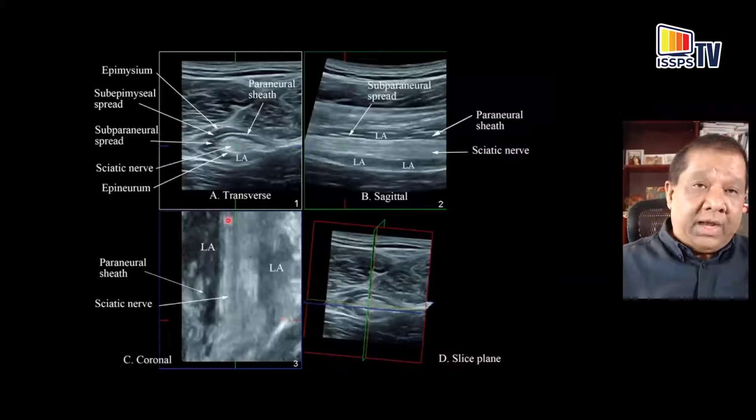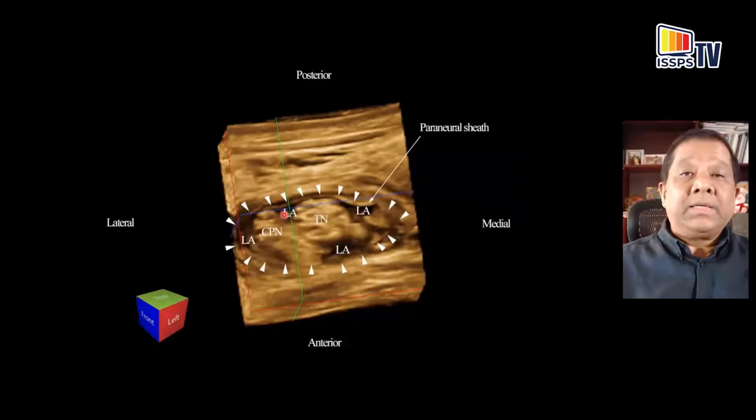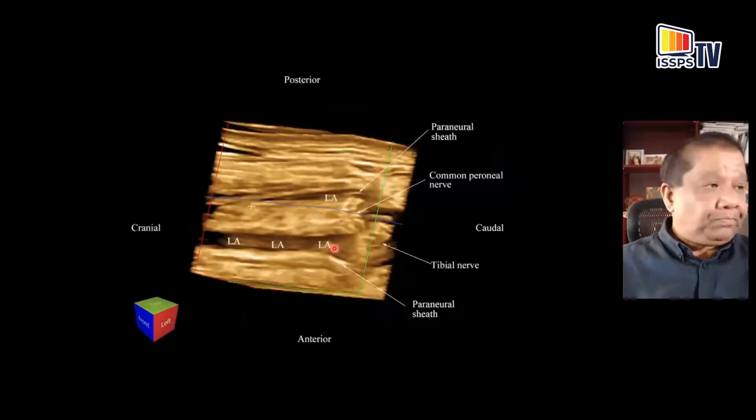And I'd like you to focus in between the two nerves. You can see a hypoechoic area. This may be related to the nerve that finds its way into the center of the nerve, as I showed you before. This is better seen in this 3D volume that we have rendered. You can see here the tibial nerve and your common peroneal nerve and the paraneural sheath that surrounds it, with the local anesthetic deep to it, and some of the local anesthetic that has actually found its way in between the two nerves.